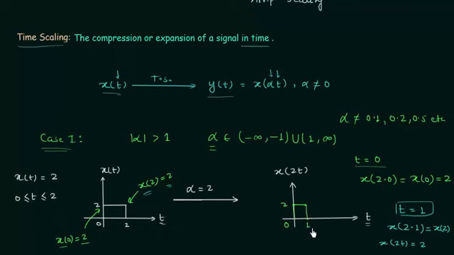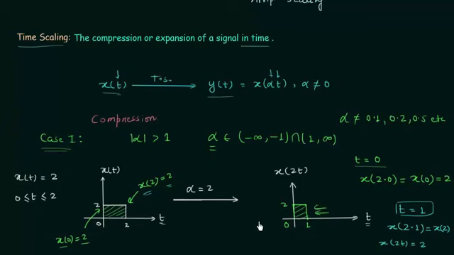You can see there is compression of the signal. In this case, this was the waveform, and in this case, this is the waveform, and when you compare the two waveforms, you will see there is compression in the waveform. So in this case, when mod of alpha is greater than 1, it is a case of compression.